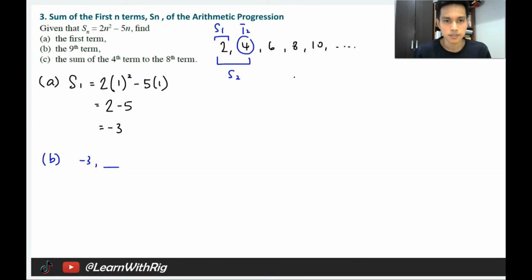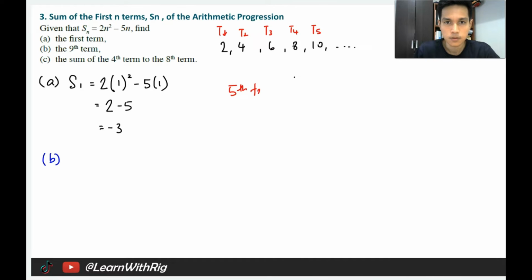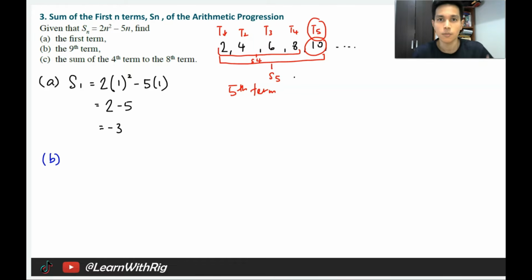The easier way is, if I want to find the fifth term but I'm only given the sum of terms formula, what I can do is take the sum of all 5 terms minus the sum of the 4 terms. Correct? When I subtract this, I should get 10, which is the fifth term. Correct? Does this make sense? It has to make sense, otherwise you'll have to use the long method to solve this.